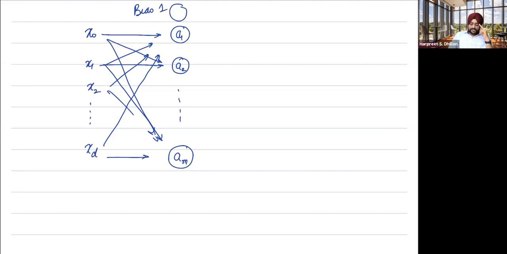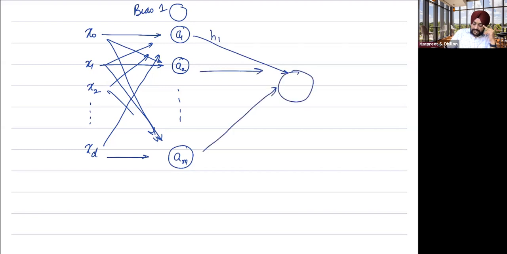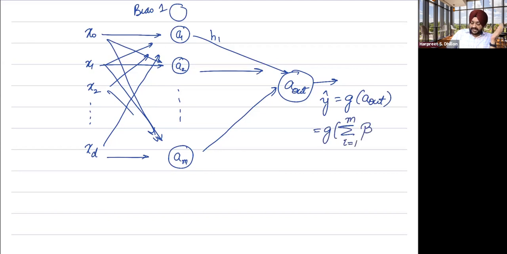Now, each of these neurons will compute a nonlinear response function on this activation, on A1 through AM. So let's say that those responses are H1, H2, and so on. So these will go as inputs to another neuron, A out, whose output we will be observing, let's say y hat, which is g of A out, which is g of the sum over i equals 1 to m of some weights beta oi times hi.